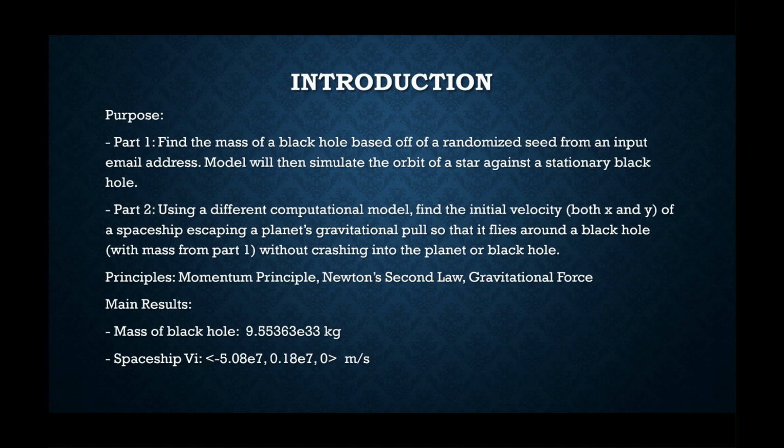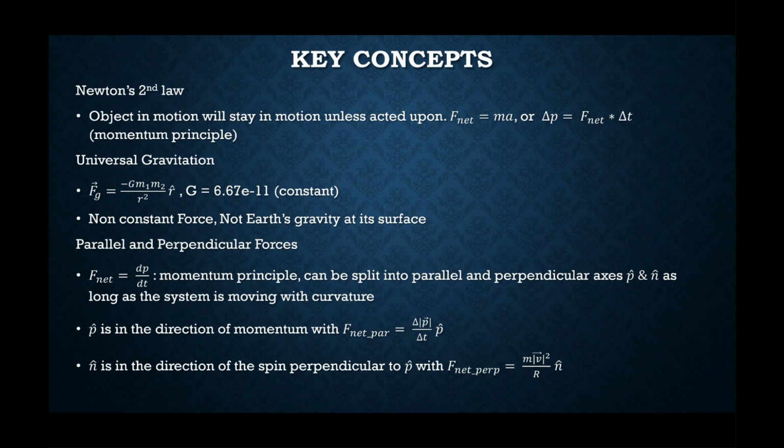Part 2 uses a different computational model where we find the initial velocity of a spaceship escaping a planet's gravitational pull so that it flies around a black hole with the mass from part 1 without crashing into the planet or the black hole. Principles covered are the momentum principle, Newton's second law, and gravitational force, and the main results are listed.